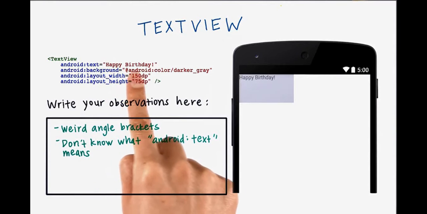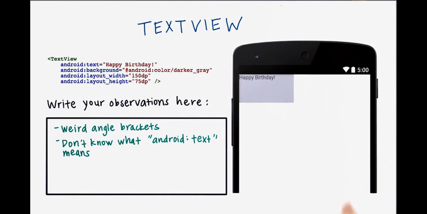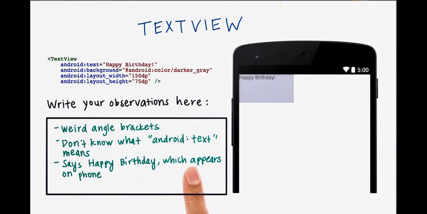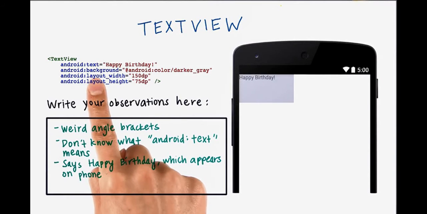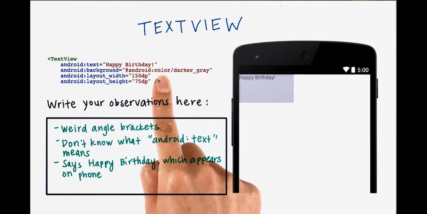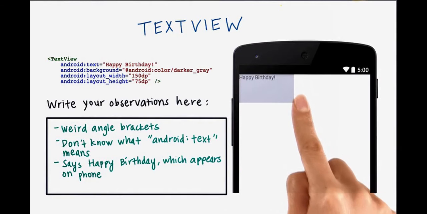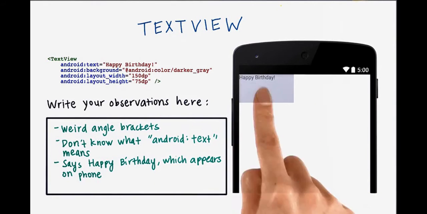Then we see something that says happy birthday, and this is showing up exactly like we see on the phone, so somehow they may be related. So this can be an observation as well. Then we see something about a background being some color that's darker gray. And the text view does have a gray background, so this could also be linked.